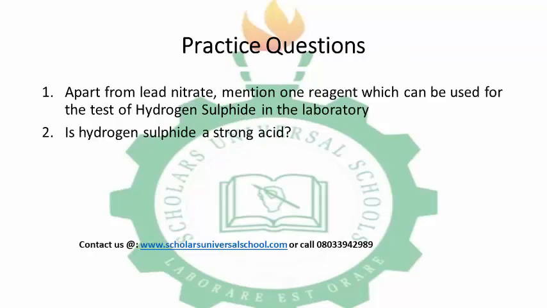Okay, I think I have some practice questions for you. Apart from lead nitrate, mention one reagent you can use in the test for hydrogen sulfide in the lab, and is hydrogen sulfide a strong acid?